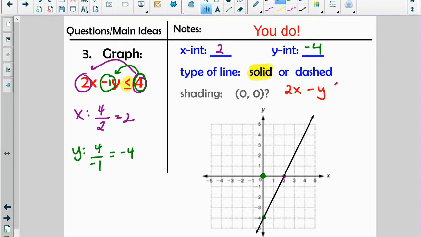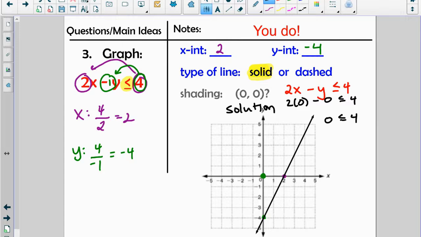2x minus y is less than or equal to 4. That was my inequality. When I substitute in my zeros, I get 2 times 0 minus 0 is less than or equal to 4. And as we've seen a couple times now, this is just going to be 0. So we're just testing the inequality. Is 0 less than or equal to 4? We would say that is true because 0 is less than 4. So the origin is a solution this time.